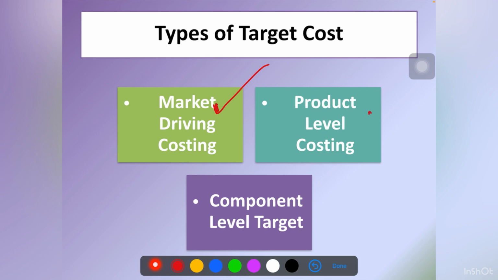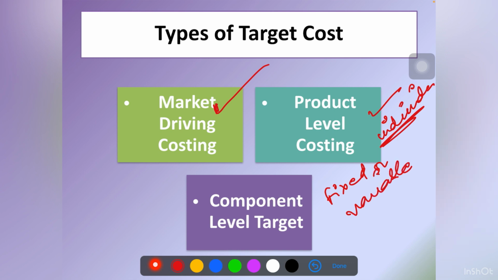Then is the product level. We have to focus on individual products rather than the portfolio of the product. Target costing is determined on the basis of individual products, right? And then comes the component level of targets. Now what does this mean? All the types of cost, whether it is fixed cost or variable cost, right?